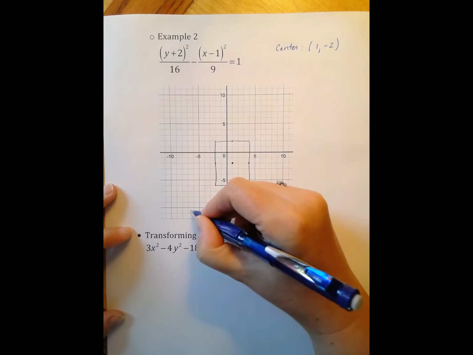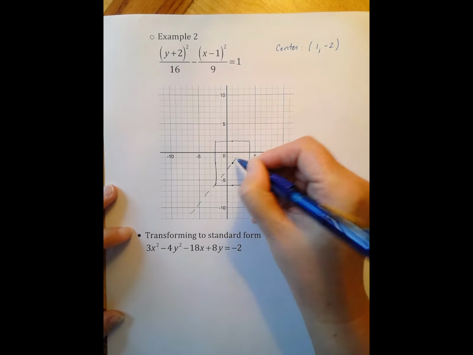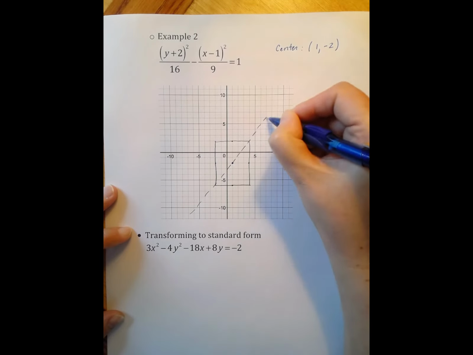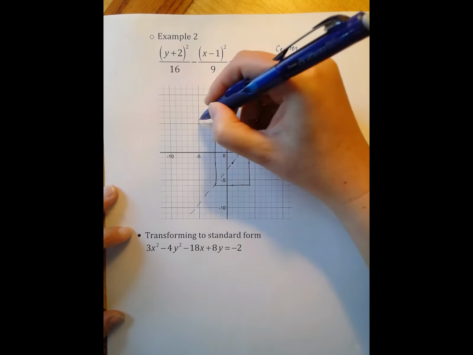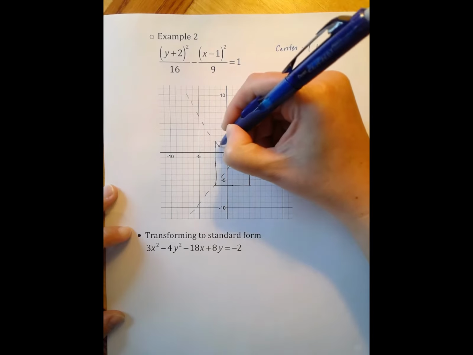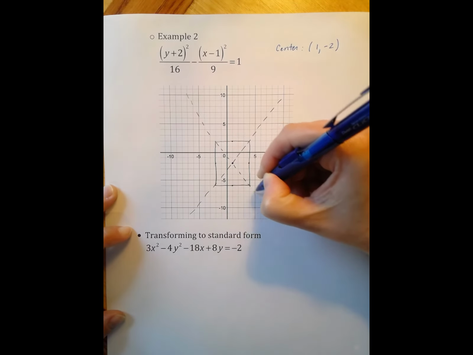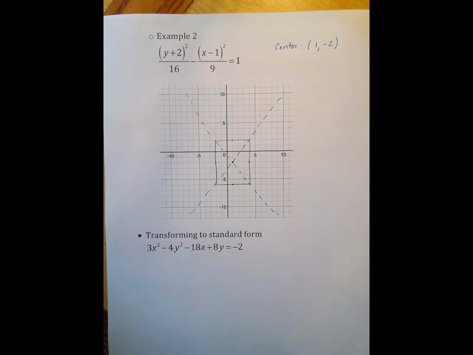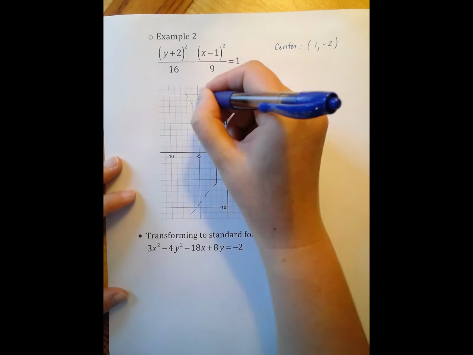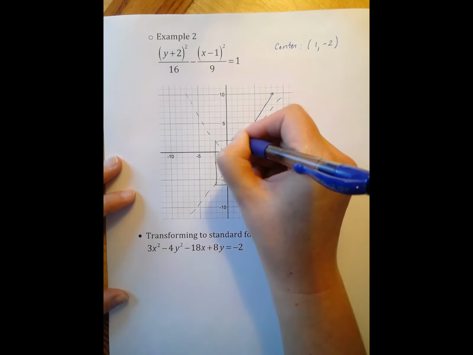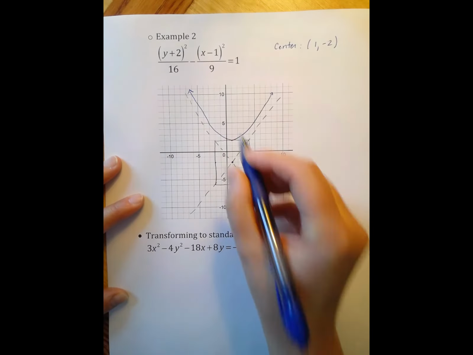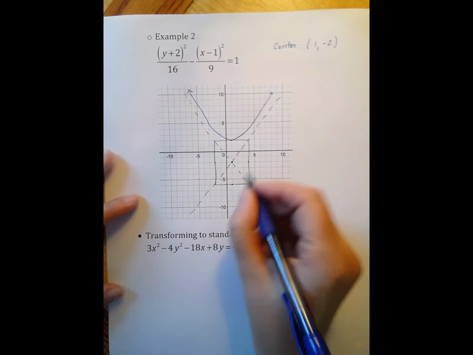so that I can draw in my asymptotes, those lines that the hyperbola approaches but never touches, which is also why I make them dotted. And then I have to decide, once I've got those drawn in, whether my hyperbola is a left-right hyperbola or an up-down hyperbola. Again, I look at whatever portion of the equation is positive. My y is positive, so that's going to be an up-down hyperbola.